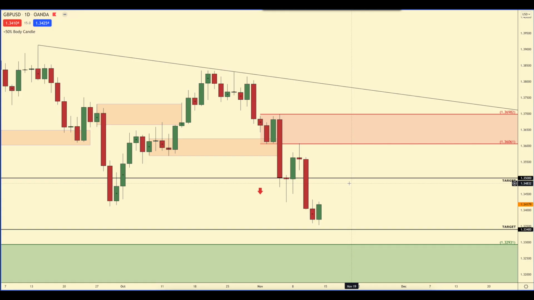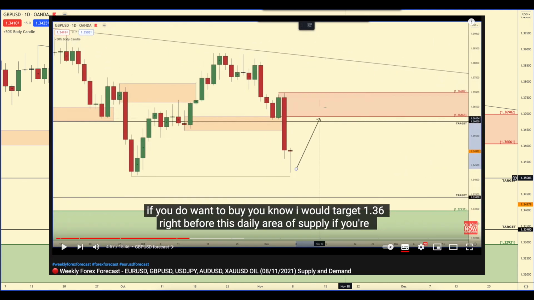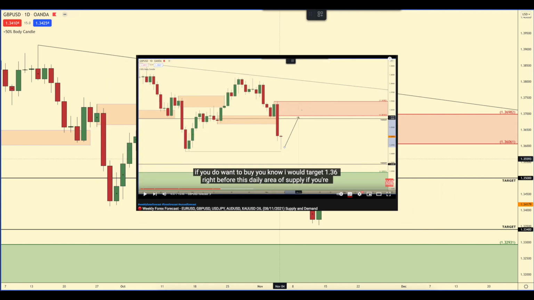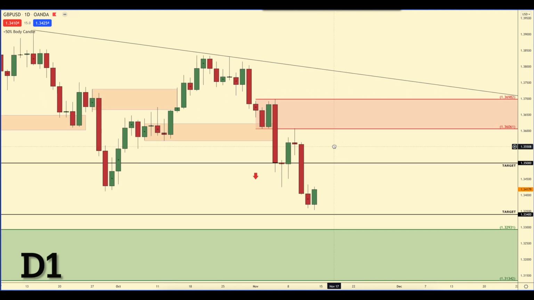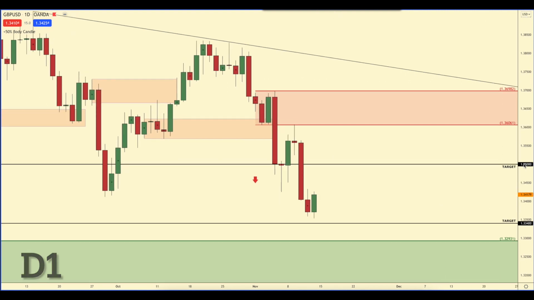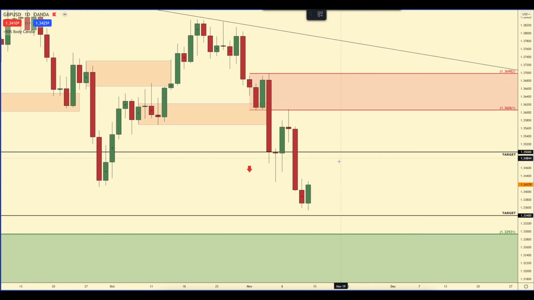All right, looking at the British pound, GBPUSD. Last week I said if you wanted to go long, to target 1.136, which was this daily area of supply. So if you got in long, very nice, and we reacted very nicely off of this daily area of supply. So right now my targets to the upside would be 1.35 right here, downside 1.334.